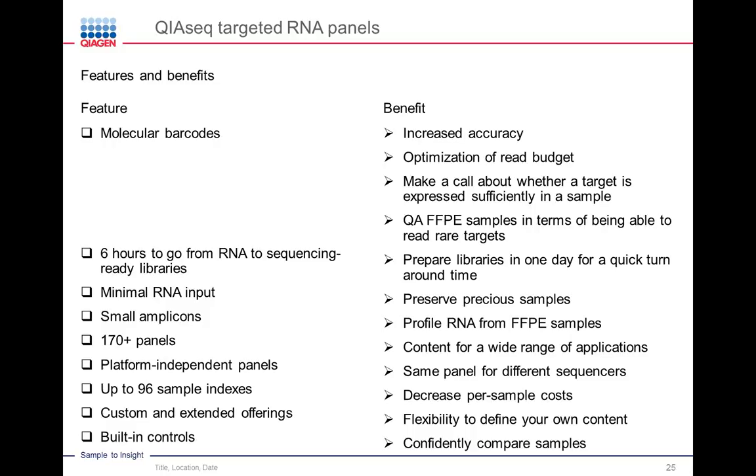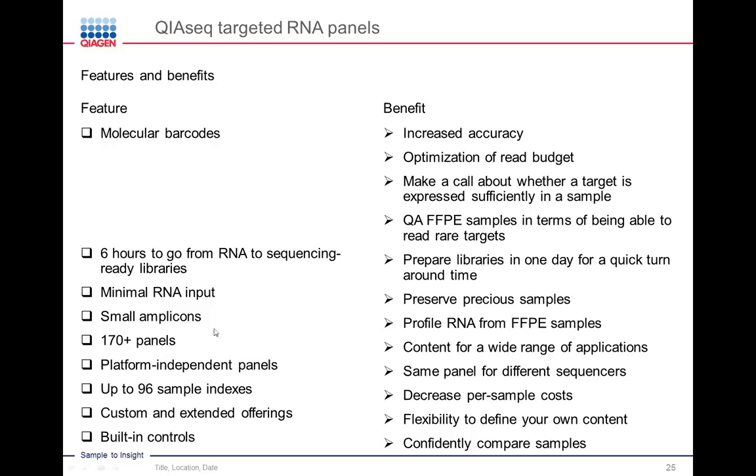Only 6 hours are needed to go from RNA to sequencing-ready libraries. There's a quick turnaround time that allows you to construct libraries in basically less than a day. Minimal RNA input preserves your precious samples. Again, there are certain samples that might not yield micrograms of RNA, because you need 25 nanograms or less. You can preserve your precious samples. Small amplicons have been developed to make the panels compatible with FFPE samples.